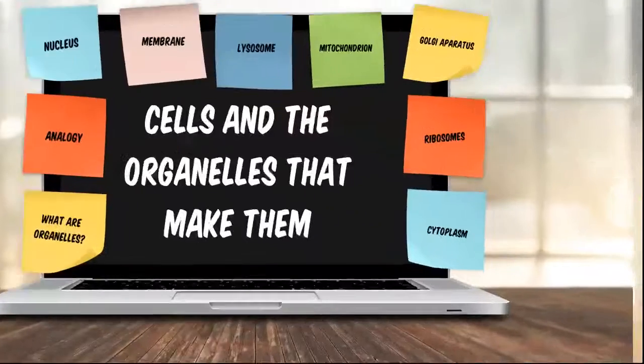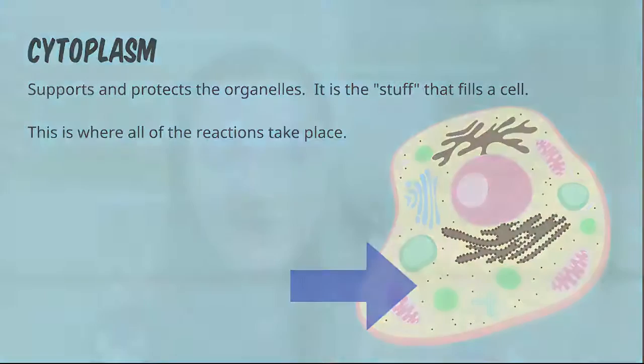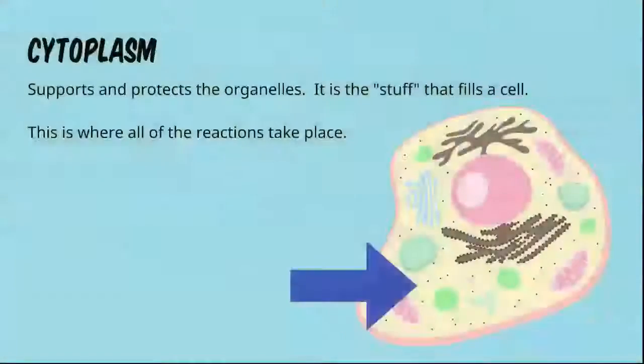All right, moving on. The next organelle is the cytoplasm. This supports and protects the organelles. It's the stuff that fills a cell. This is where all the reactions take place. Don't think too much about the cytoplasm. Sometimes students get it all up in their head. It's really just the jelly filling that surrounds the rest of the cell, right? We have to have a name for that space, for that fluid that surrounds those cells.